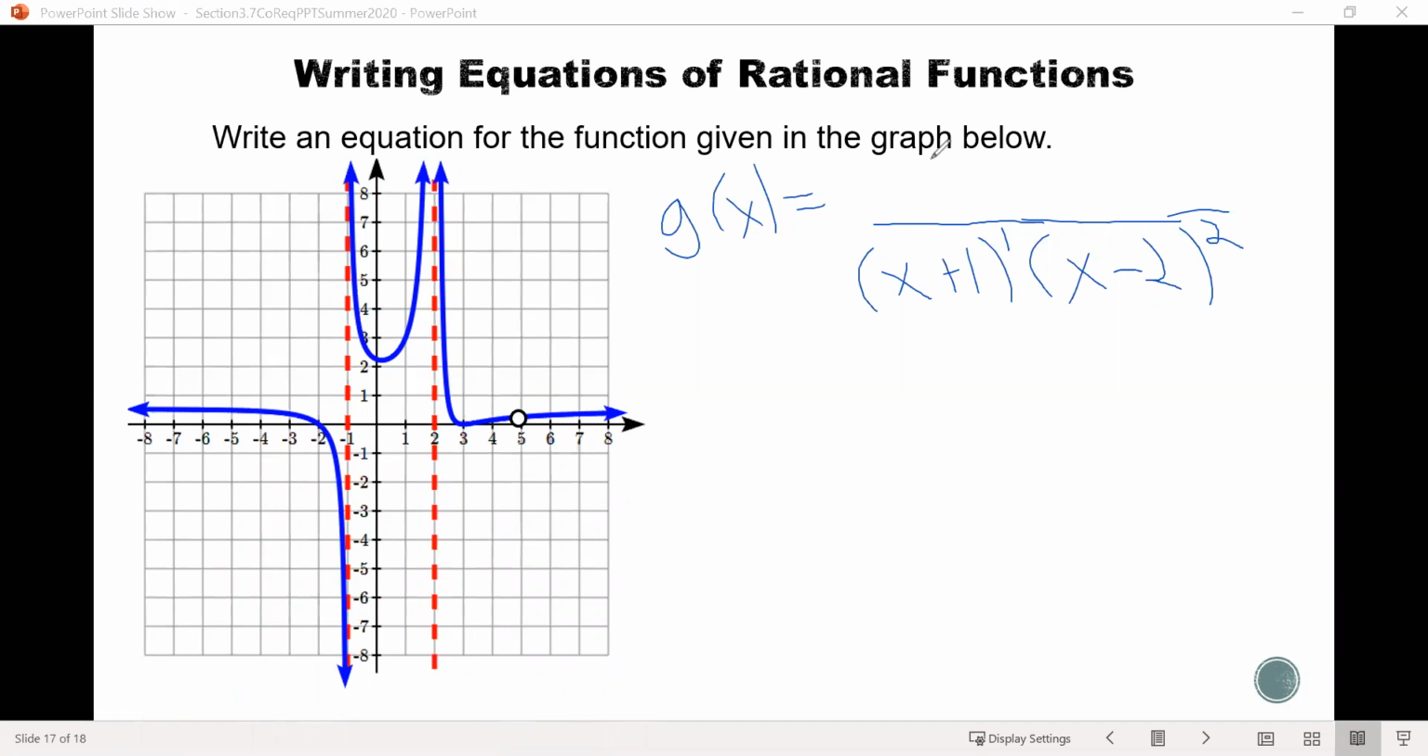Okay, now let's look at the numerator. Now for our numerator, we know that that relates to the locations of horizontal intercepts. So let's look and see where we have those in the graph, and I see one here at -2, and another one here at 3.